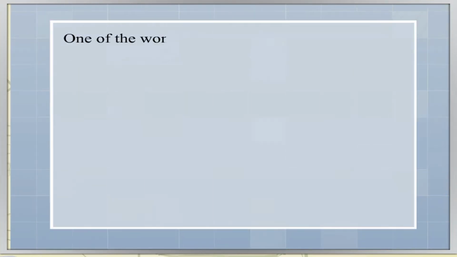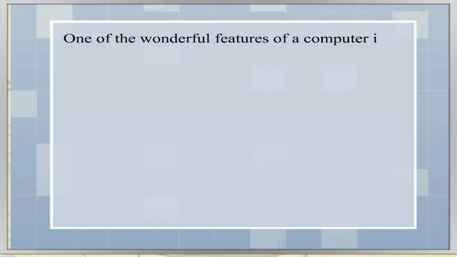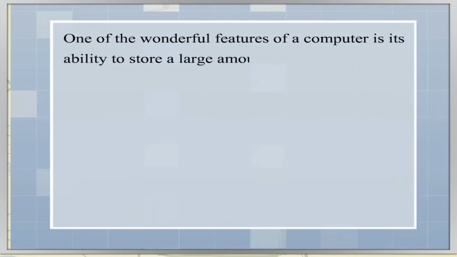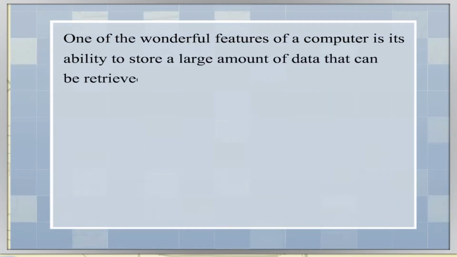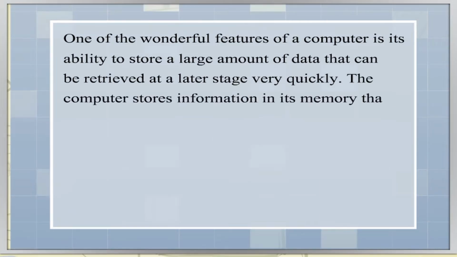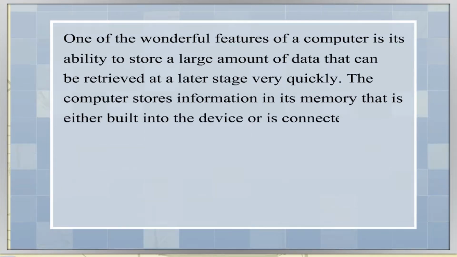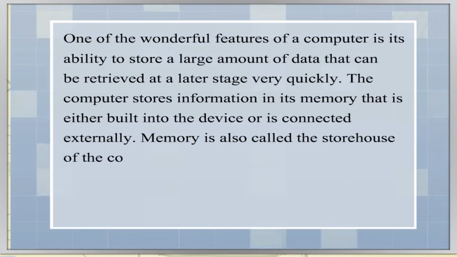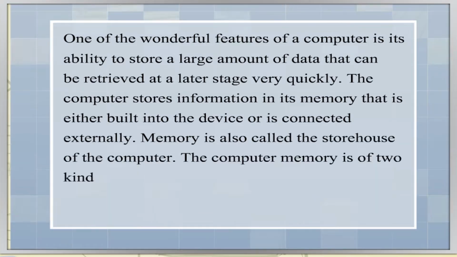One of the wonderful features of a computer is its ability to store a large amount of data that can be retrieved at a later stage very quickly. The computer stores information in its memory that is either built into the device or is connected externally. Memory is also called the storehouse of the computer. The computer memory is of two kinds, primary and secondary.